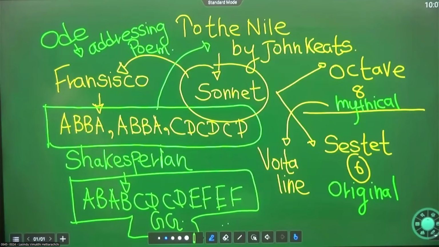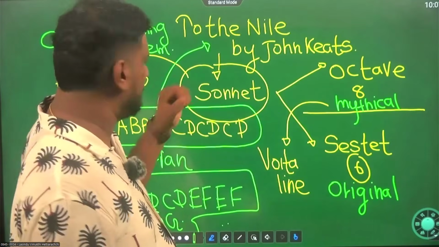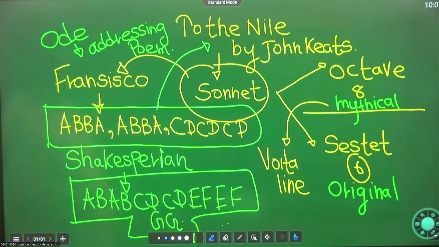Okay. So you don't have Shakespearean sonnets. Actually, you have Petrarchan sonnets only. I hope that you guys have completed. We will move on from here.